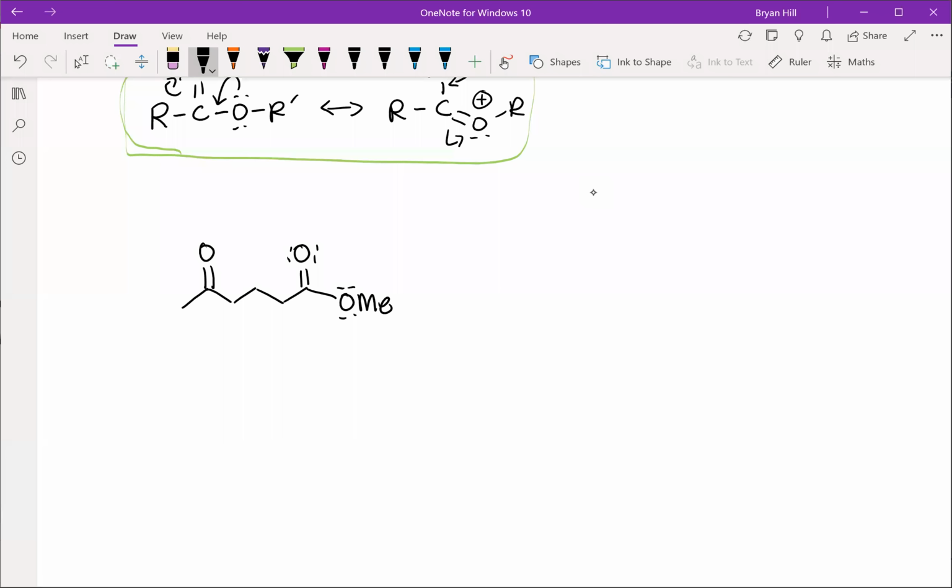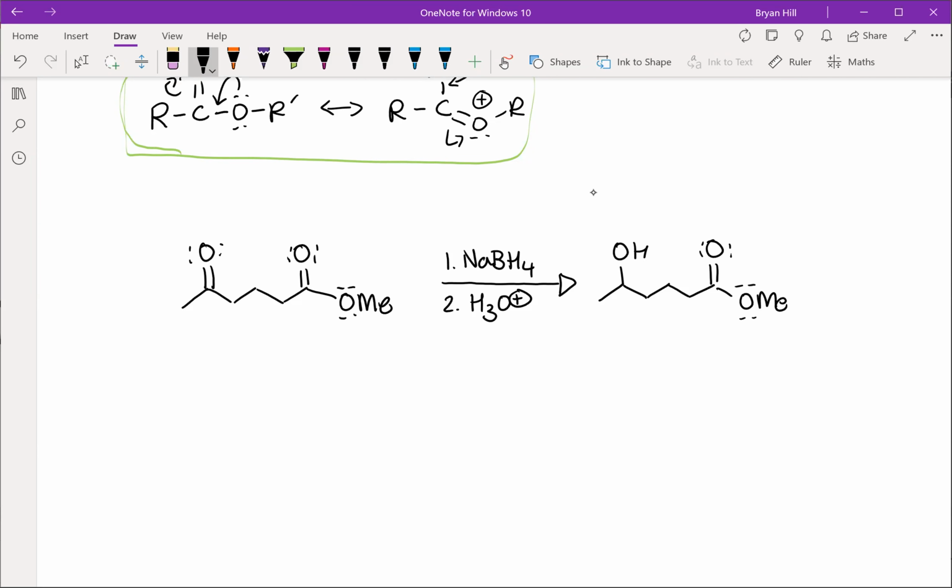So let's say you had a compound which looked like this. If you were to do a reduction using sodium borohydride, H3O plus, only the ketone would react. So you would end up with this.